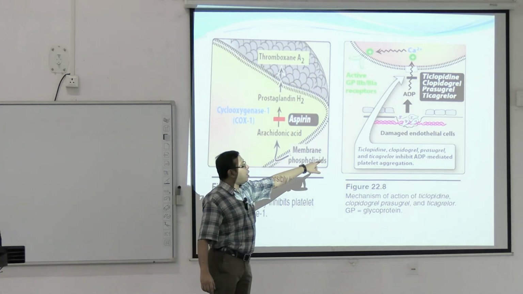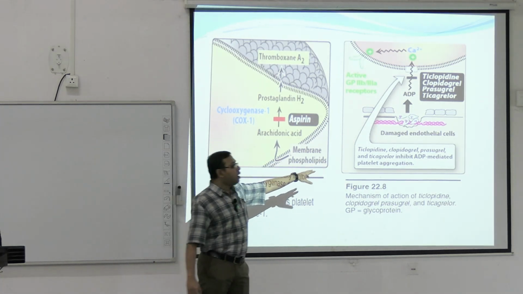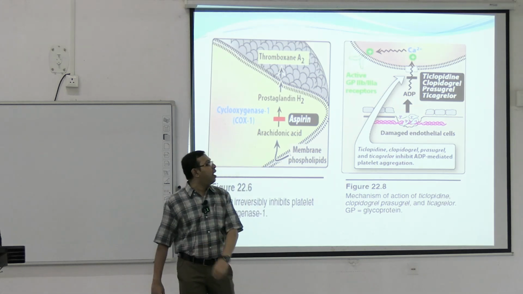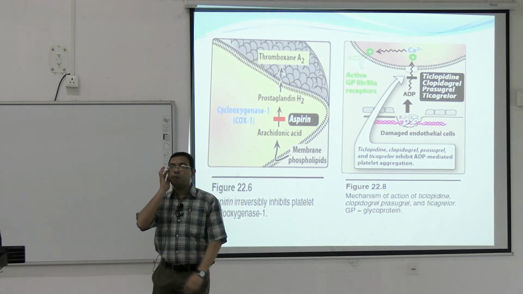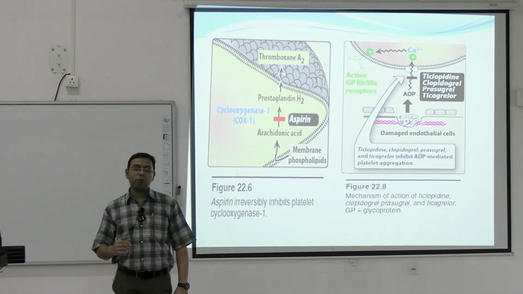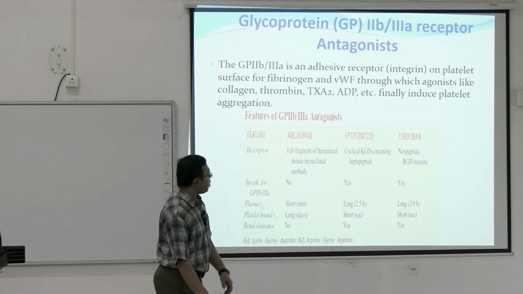And here ticlopidine, clopidogrel, prasugrel and also ticagrelor will come, that inhibit the ADP mediated platelet aggregation, and this ADP mediated platelet aggregation happens by blocking the purinergic receptors, mostly the P2Y12 receptors. This is the platelet phase, already we have discussed.